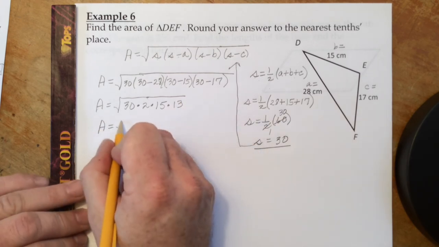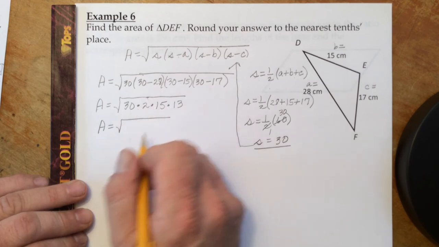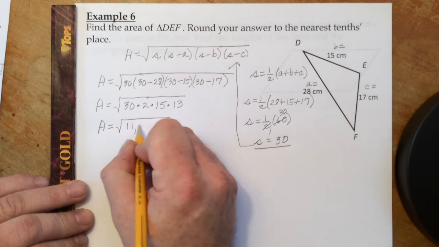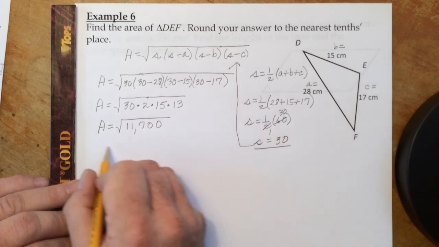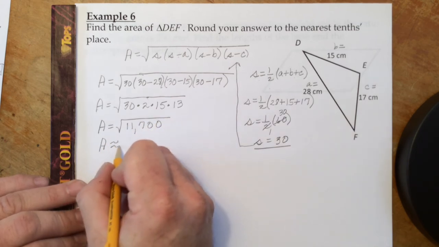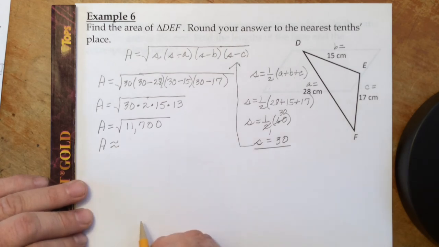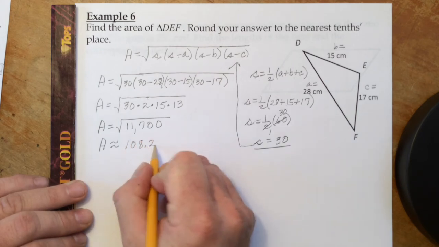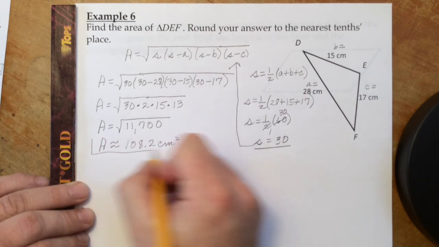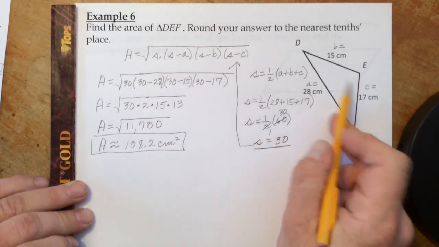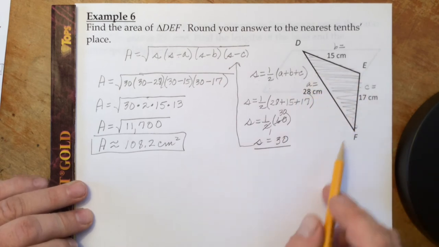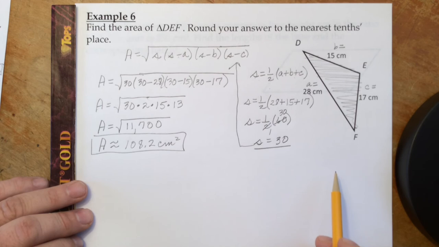Then we get A is equal to the product of all four of these. 30 times 2 times 15 times 13 is 11,700. Once you get to this point, you approximate by taking the square root of 11,700 in your calculator. That's not a perfect square. We get 108.2 square centimeters. So the area of this triangle in square units or square centimeters is about a little over 108 square centimeters.